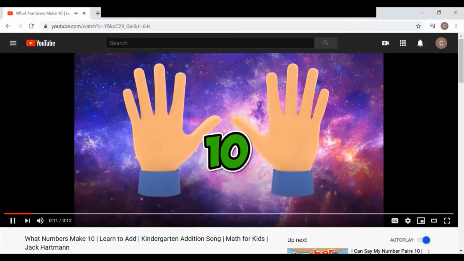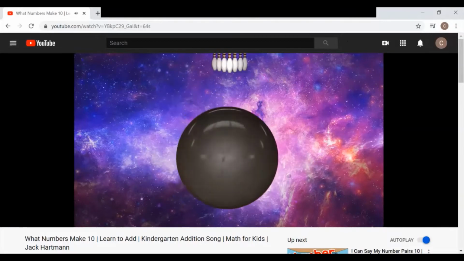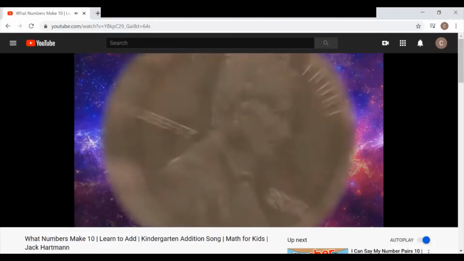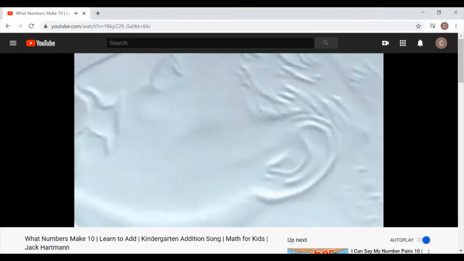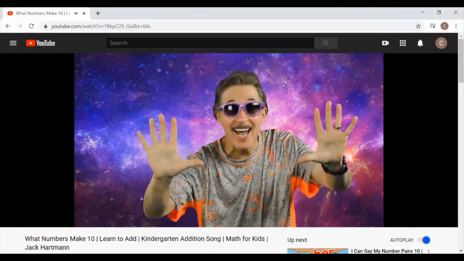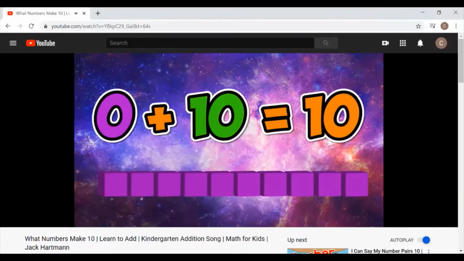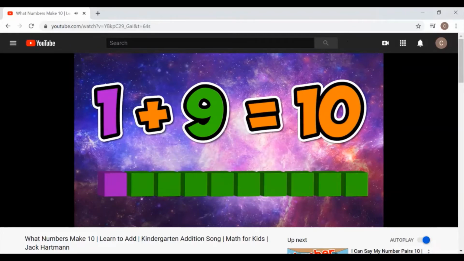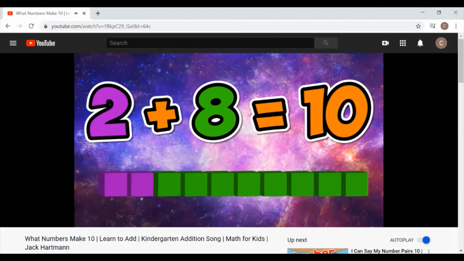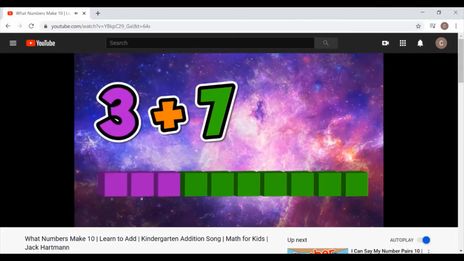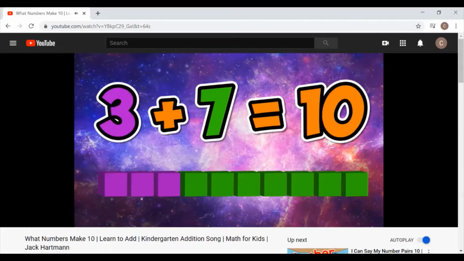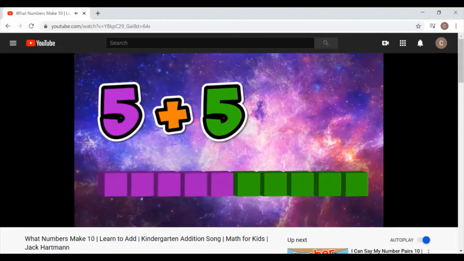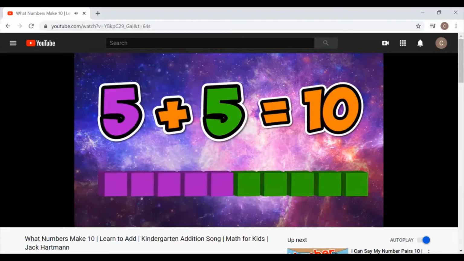10 fingers, 10 toes, 10 pins you knock down when you bowl. 10 cents makes one dime. What numbers make 10 every time? 0 plus 10 makes 10. 1 plus 9 makes 10. 2 plus 8 makes 10. 3 plus 7 makes 10. 4 plus 6 makes 10. 5 plus 5 makes 10.